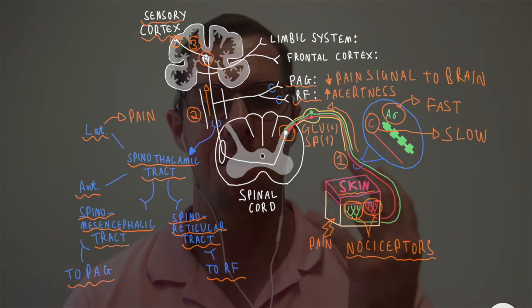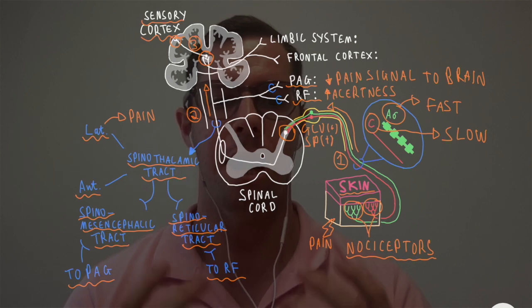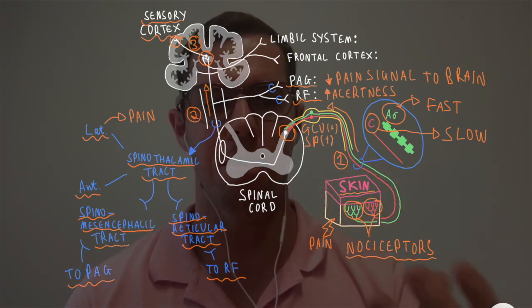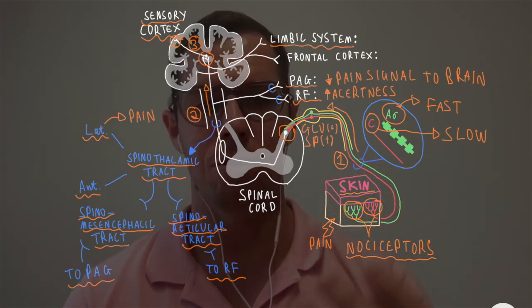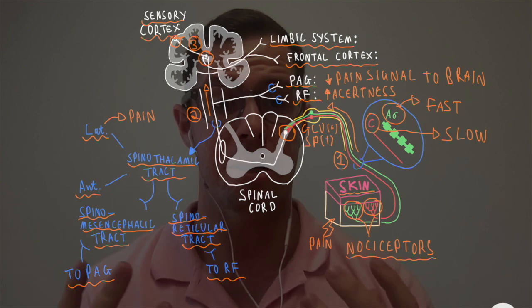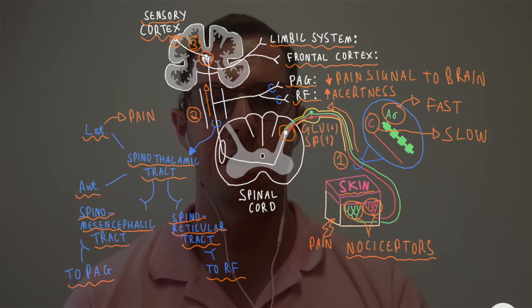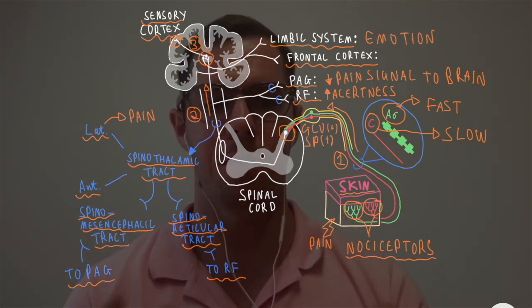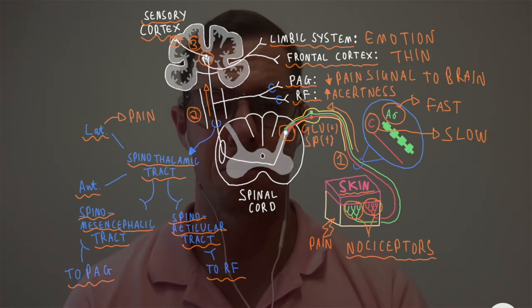However, keep in mind that the thalamus is a relay station between the spinal cord and other parts of the brain. So pain signals are also sent from the thalamus to the amygdala of the limbic system and also the frontal cortex. In the limbic system, the painful stimulus will affect emotional processing, and in the frontal cortex, the pain will affect thoughts, perceptions, and expectations around the painful stimulus.